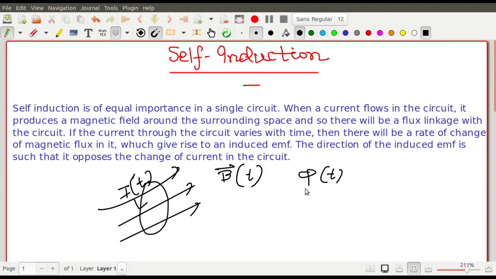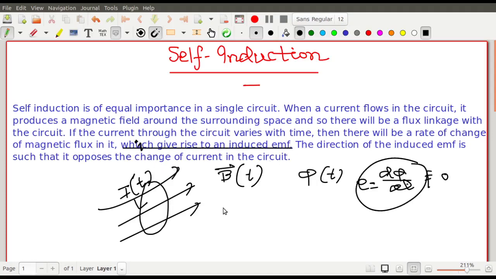And now you definitely know that wherever there is a rate of change of flux, that is dφ/dt, it is definitely non-zero because this flux is a function of time. So definitely this flux is non-zero. That is why you know that there will be some developed EMF. So an EMF develops here, which gives rise to an EMF.